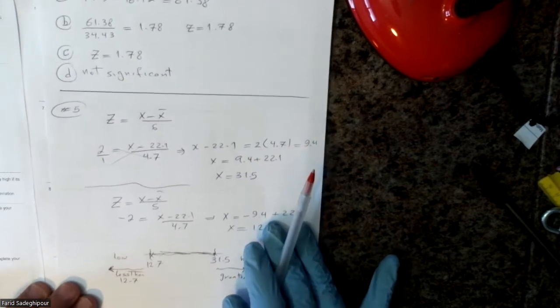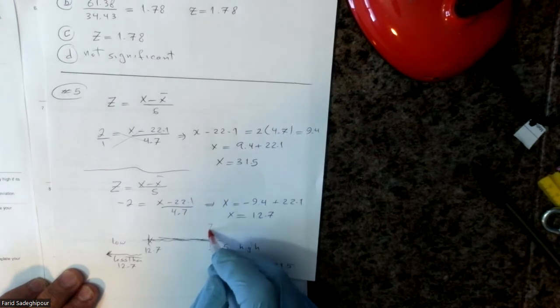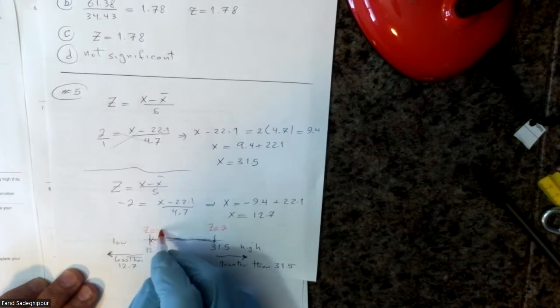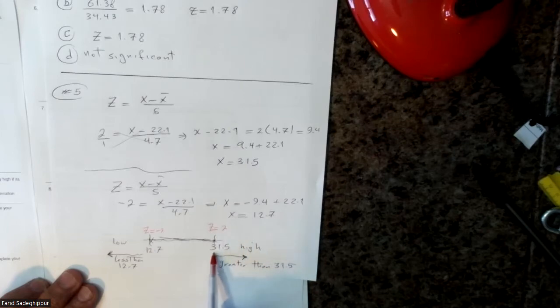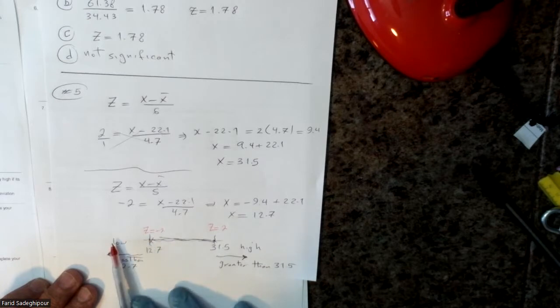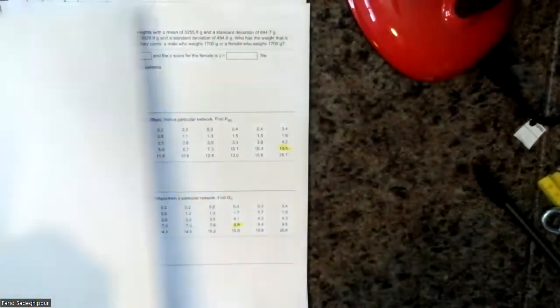What the intention is in this problem is, we know that if we go beyond z equal 2 and z equal -2, then the numbers are unusual, meaning these are the critical area. They want you to find these two x values. So if you go beyond 31.5, then you go into the critical area, which is unusual. If you go below 12.7, then it's also very unusual. That is how to determine what is unusual and what is usual in number 5.